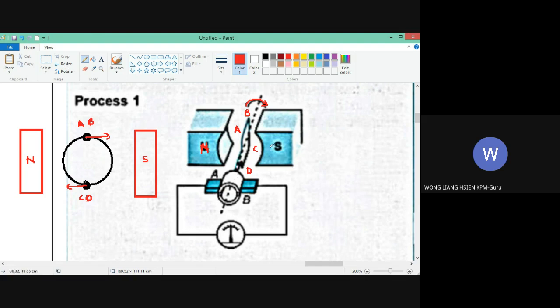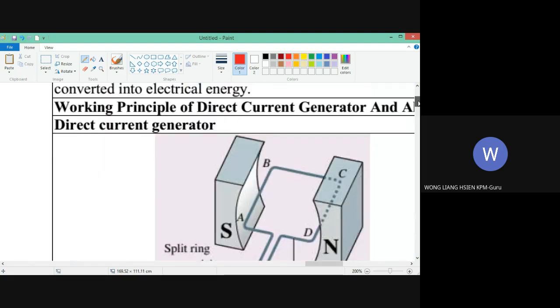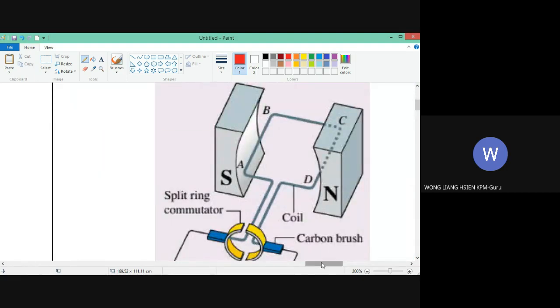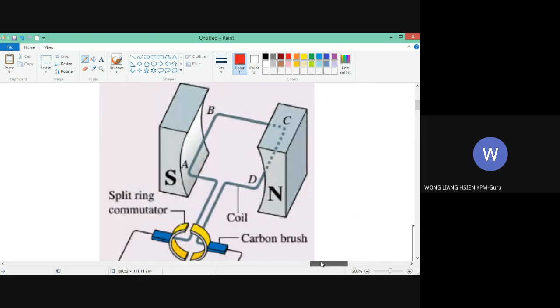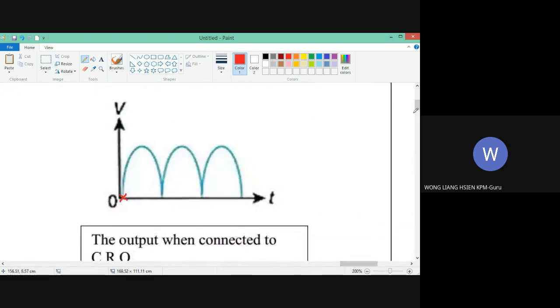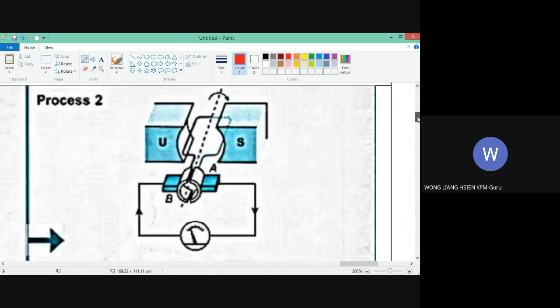So this position is here in this graph. No voltage. The voltage is 0. Okay, the EMF that is produced is 0.